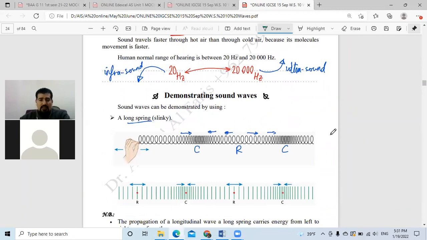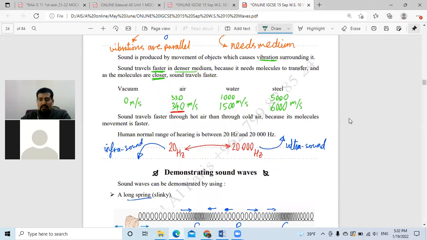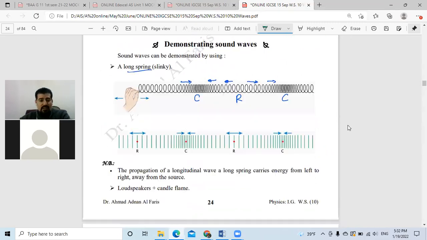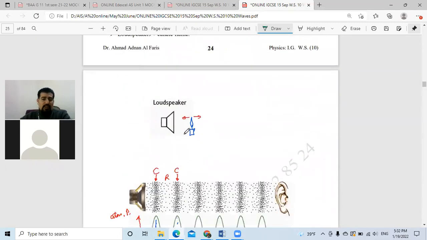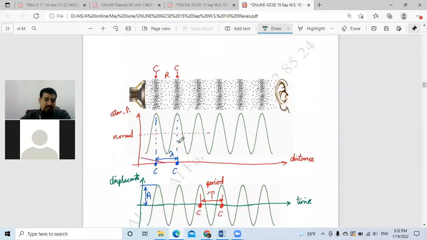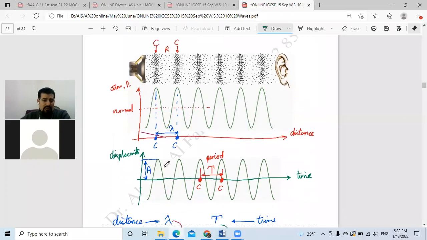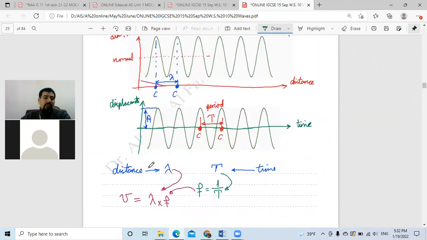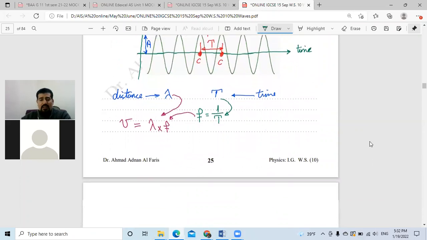We said last time that when sound travels, it causes a series of compressions and rarefactions, and we demonstrated it with the slinky and the water wave. We tried to draw it in graphs, distance-time graph or displacement-time graph, or atmospheric pressure, to know the differences between compression and rarefaction in any graph, and how we can figure out the wavelength, the period, and finally the speed of the sound wave.